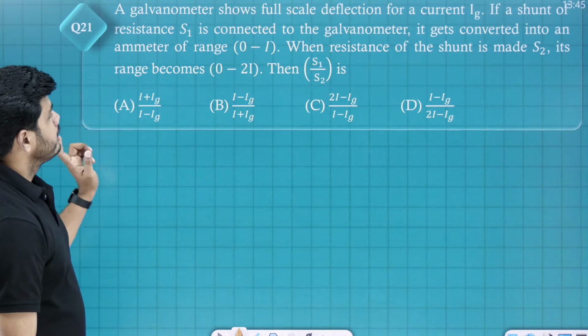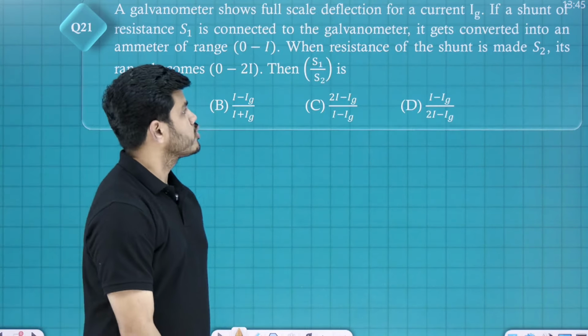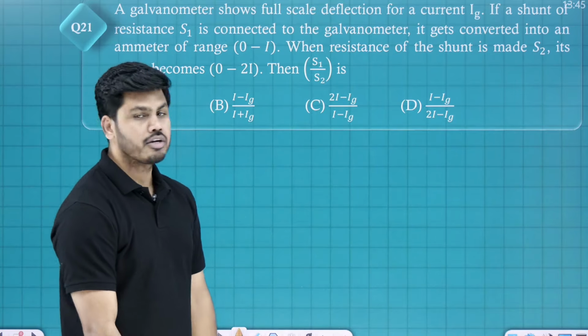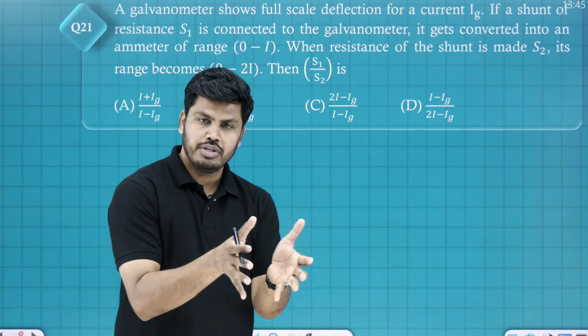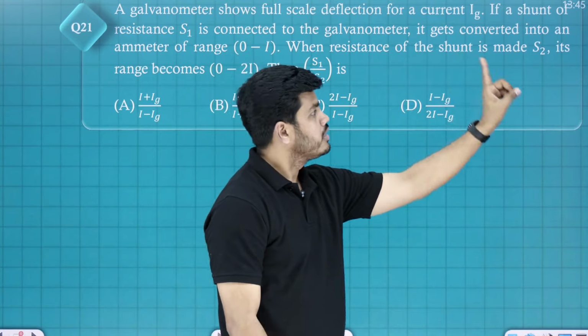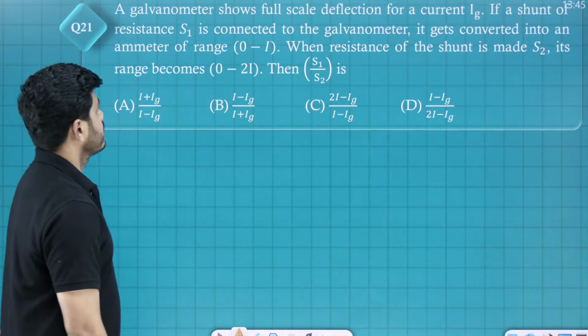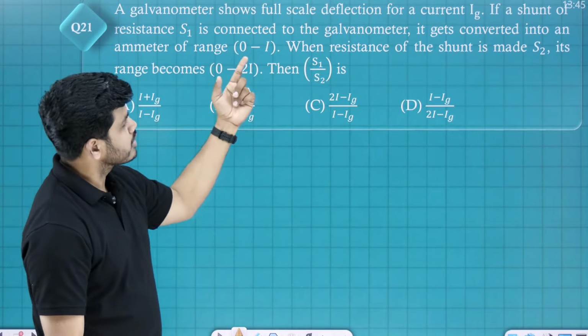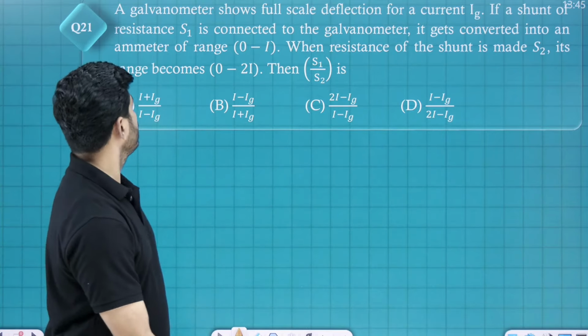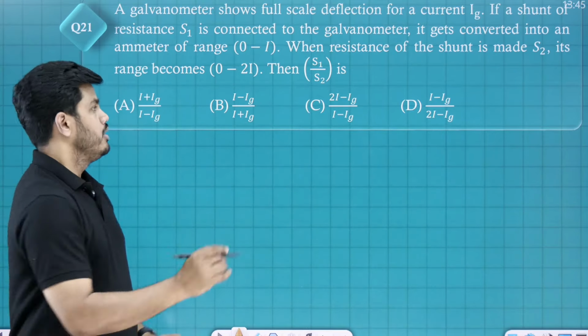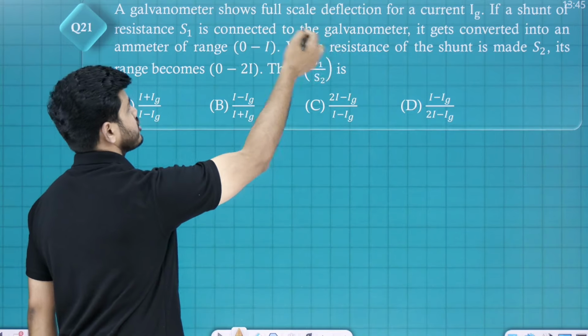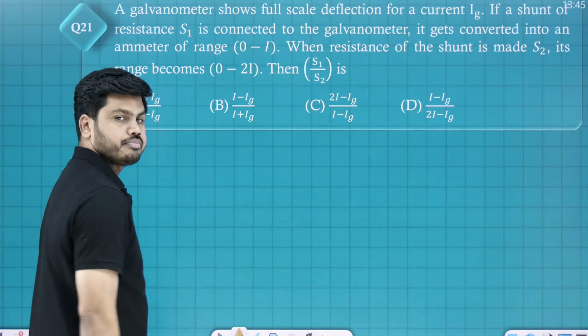Next one. A galvanometer shows full deflection for a current of Ig. So Ig has an actual meaning: it is the full deflection current. If a shunt of resistance S1 is connected to the galvanometer, it gets converted into an ammeter of range 0 to I. So we are going to convert it by connecting a shunt of S1, so the range is I.